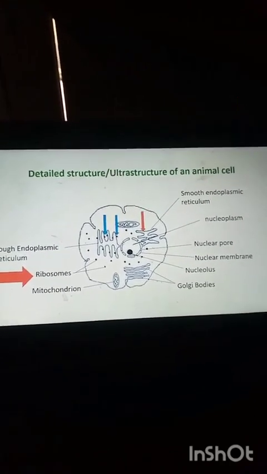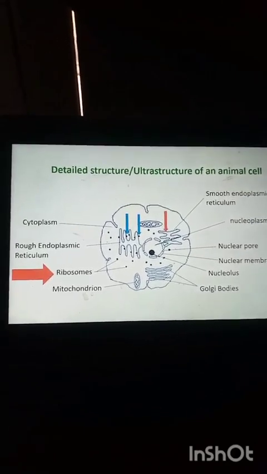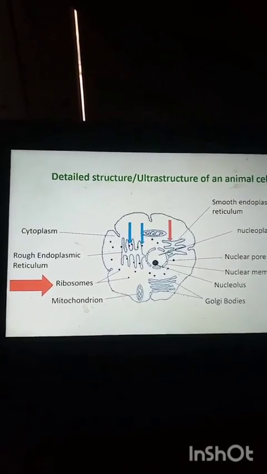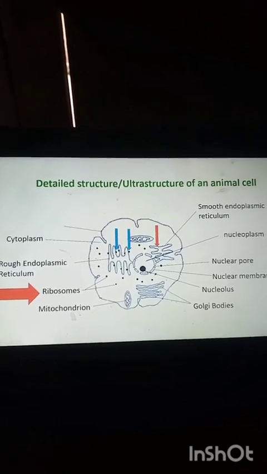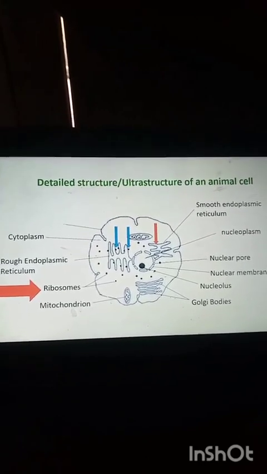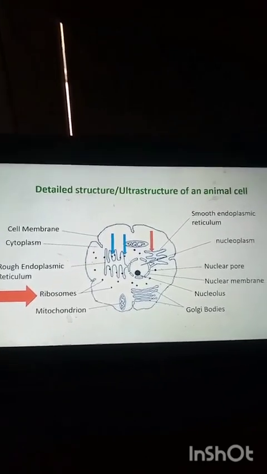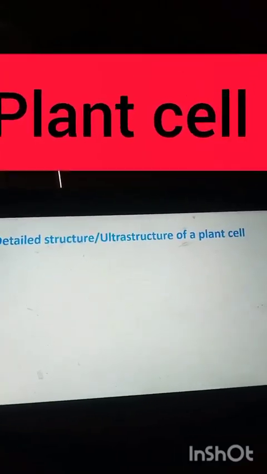Okay, now we'll get to the detailed part of a plant cell, of course. But before we get there, we have the cytoplasm there. And then we have also the cell membrane. All right, so we move on to the detailed structure of a plant cell, or ultrastructure of the plant cell.